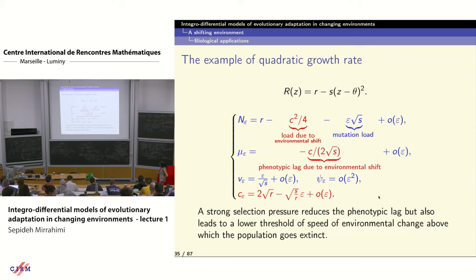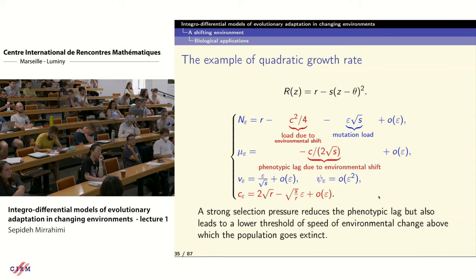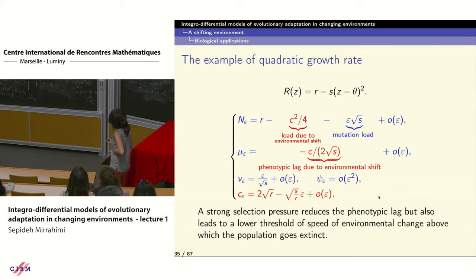Okay, so here again, I have forgotten that I had a theta. Theta here is equal to zero. Otherwise there would be a theta here. Okay, so what we have is that this, minus c over 2 square root of s, measures how maladapted we are, how far we are from the optimal. And we see that if the selection pressure is strong, then this quantity is small, so the population is better adapted, so the phenotypic mean is closer to the optimum.